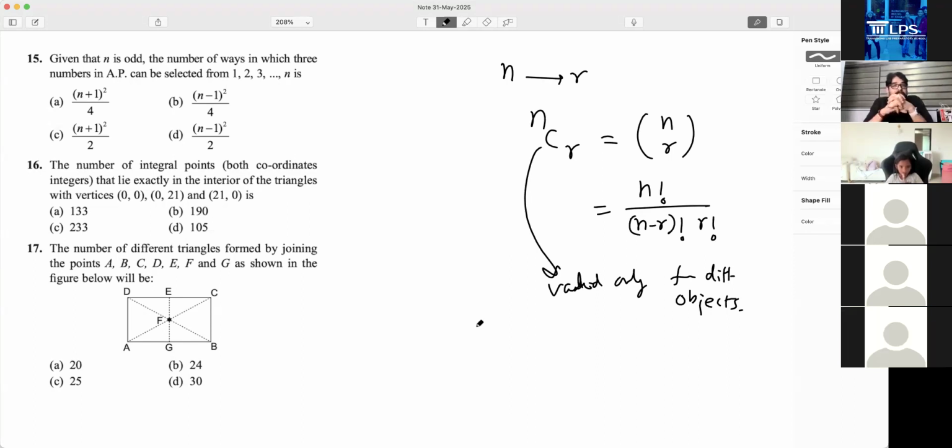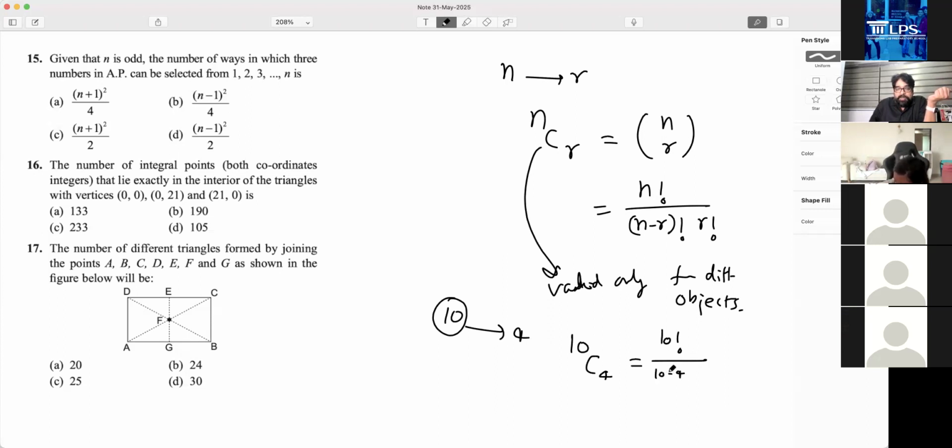Wait, sir, can you repeat what you just said in the formula? Suppose there are 10 boys. I want to select 4 boys, right? So we'll say the number of ways to select will be 10C4. That means 10 factorial divided by (10 minus 4) factorial times 4 factorial. That is selection, if you have to select r objects. Sir, can you explain it again?